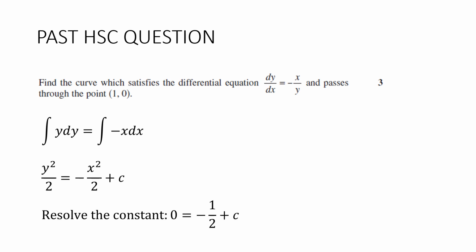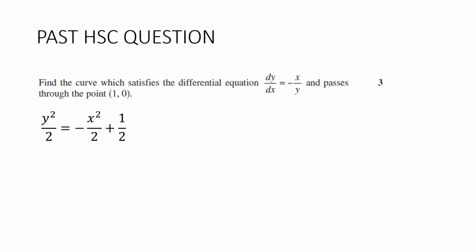Now let's resolve the constant. So substituting in x is equal to 1 and y is equal to 0, I end up with c is equal to a half, which gives me y squared over 2 is equal to negative x squared over 2 plus a half. Multiplying every term by 2, I get y squared is equal to 1 minus x squared. And so y is equal to plus or minus the square root of 1 minus x squared.